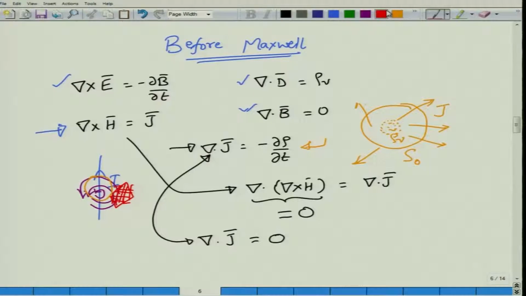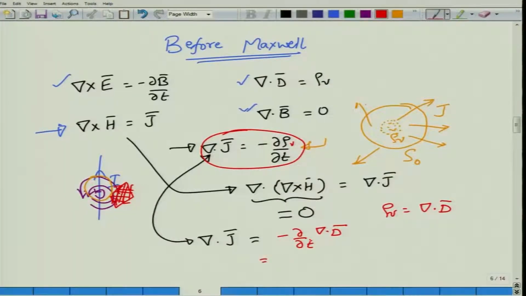What we do here is that we replace rho v by del dot D, as in from Gauss's law, and then rewrite this equation. So what we obtain from this equation is that if I take del dot J, then del dot J must be equal to minus del by del t of del dot D, and interchanging the operations of time and space variables, you get minus del dot del D by del t.